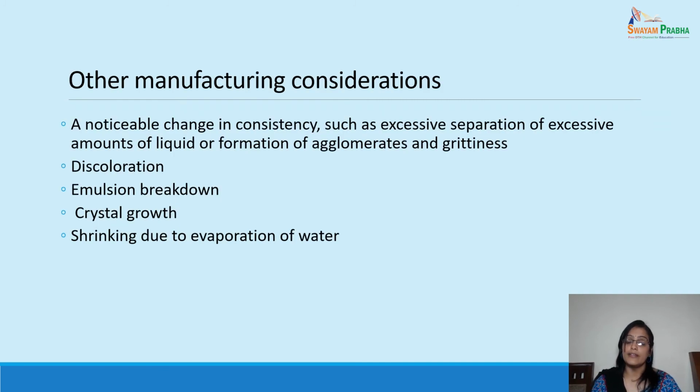Now, what are the other manufacturing considerations? Other manufacturing considerations are organoleptic inspection and evidence of physical stability. Now, how do you determine that your product is physically stable? Physically stable means the product has its complete integrity.